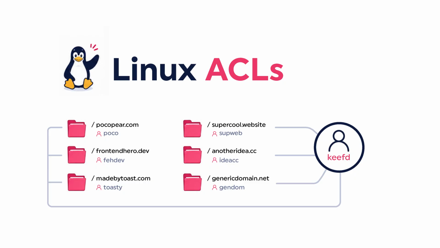So what I want is much simpler. I want to connect to the server as Keith D, just one username in VS Code, open the files of the website directly, make changes, save them, and have those changes apply on the server without constantly switching users or fighting permissions. So this is where ACLs are useful. Instead of changing the main owner of the website files, I can keep Poco as the owner, but grant my Keith D user additional read, write, and execute access to that specific website directory.